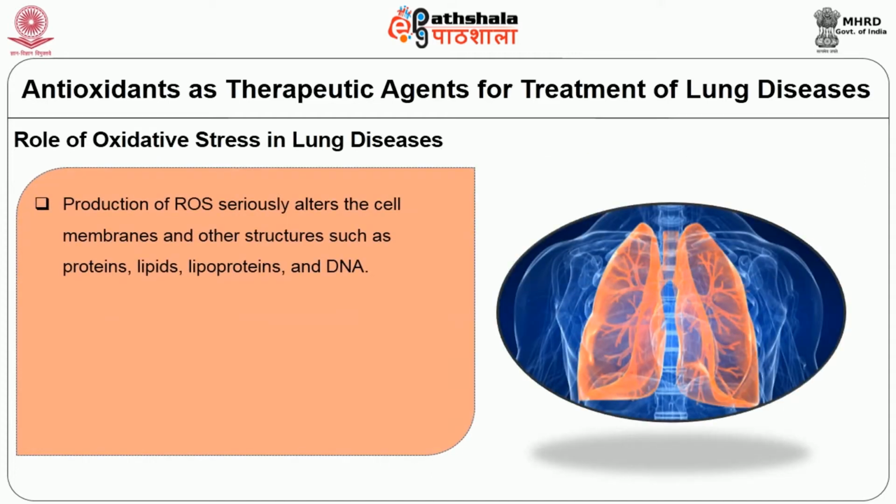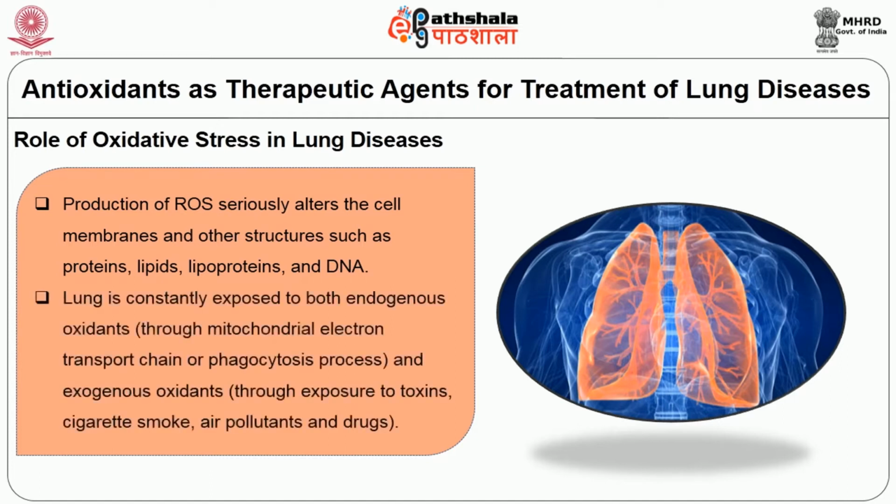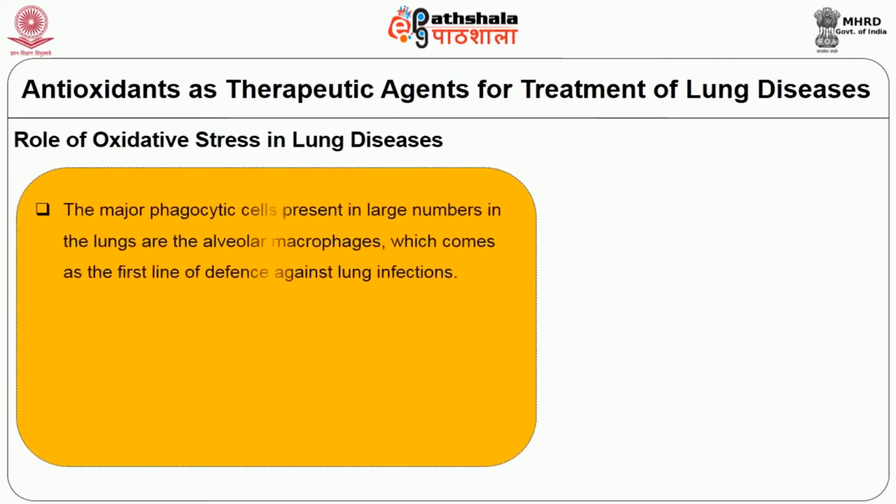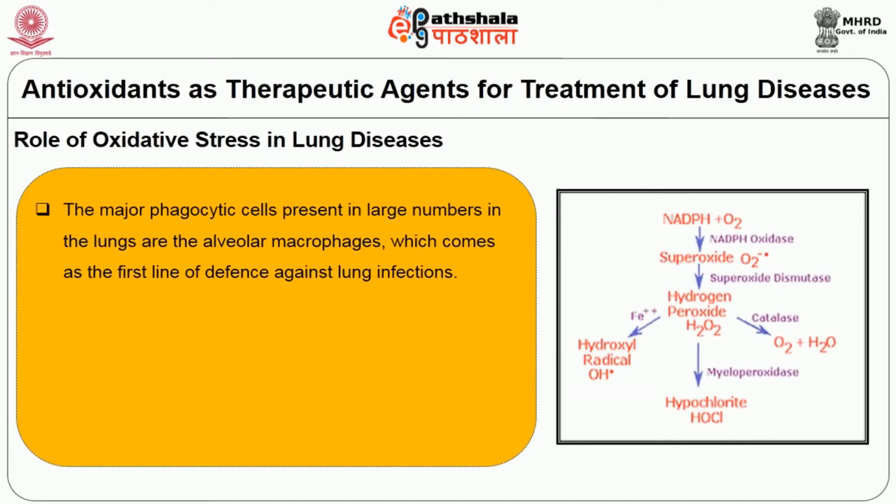Production of reactive oxygen species seriously alters the cell membranes and other structures such as proteins, lipids, lipoproteins, and DNA. The lung is constantly exposed to both endogenous oxidants, through the mitochondrial electron transport chain or phagocytosis process, and exogenous oxidants, through exposure to toxins, cigarette smoke, air pollutants, and drugs. The major phagocytic cells present in large numbers in the lungs are the alveolar macrophages, which come as the first line of defense against lung infections.